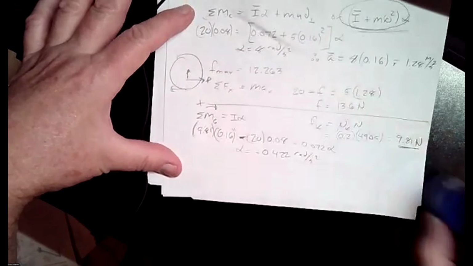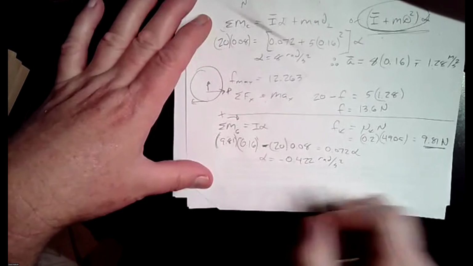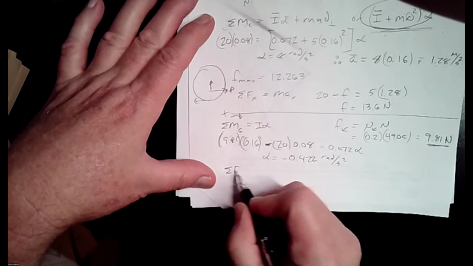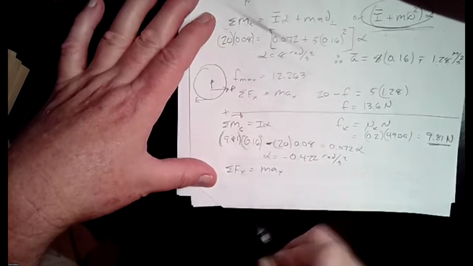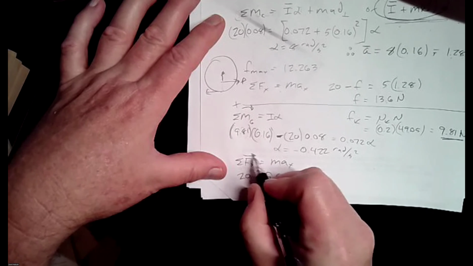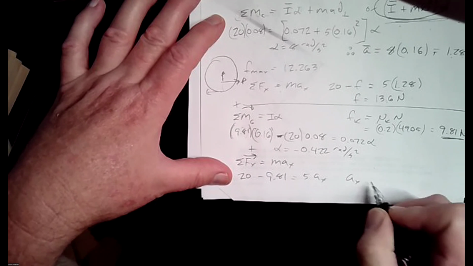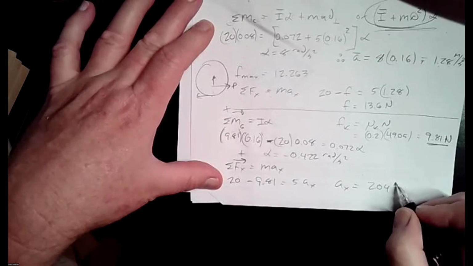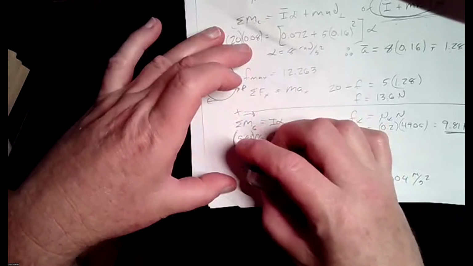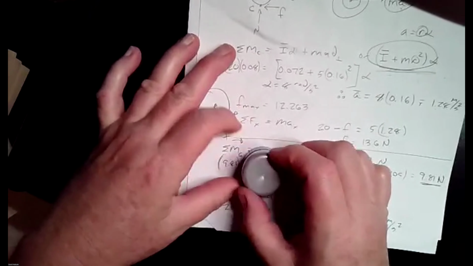Okay. And now that we have this, we can calculate the acceleration. Even if we didn't have this, we know the acceleration is going to be what? It's going to be the sum of the forces in the x equals max. And what do we have? We have 20 minus 9.81, and this way is positive, equals 5ax. So ax is equal to 2.04. Okay. So it still accelerates to the right, except as it's accelerating, it's rolling backwards.